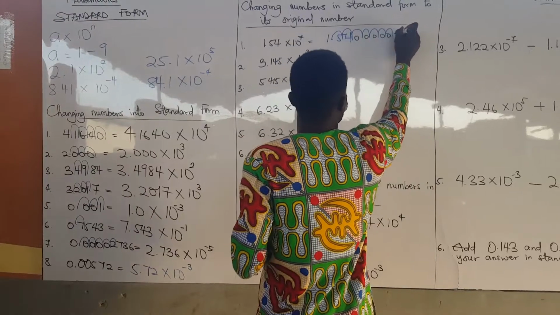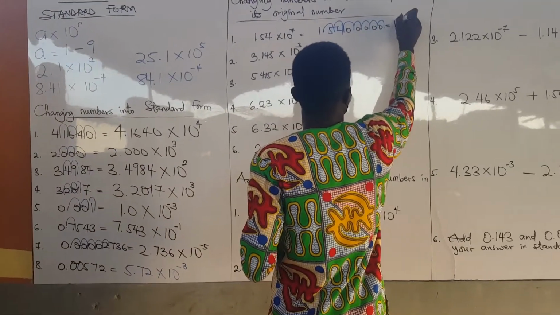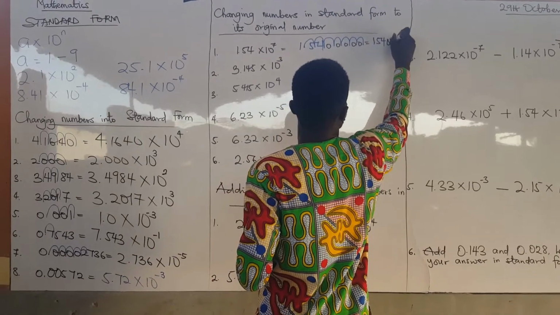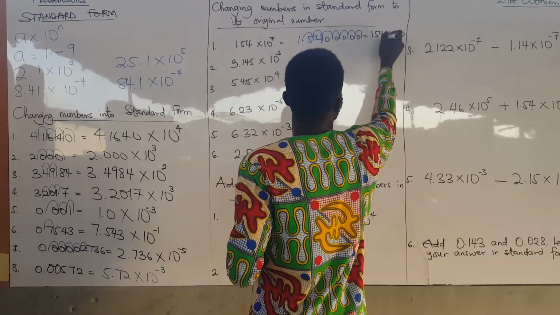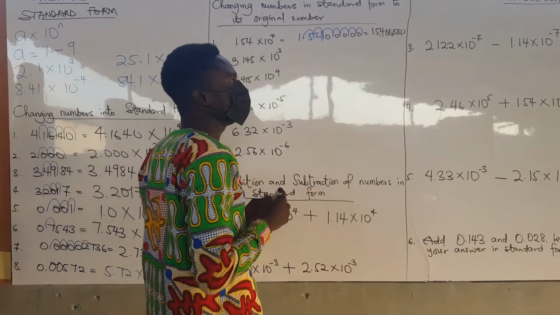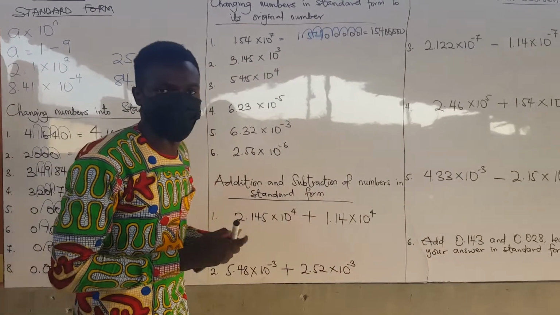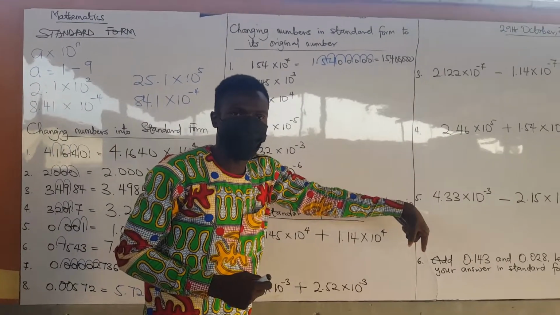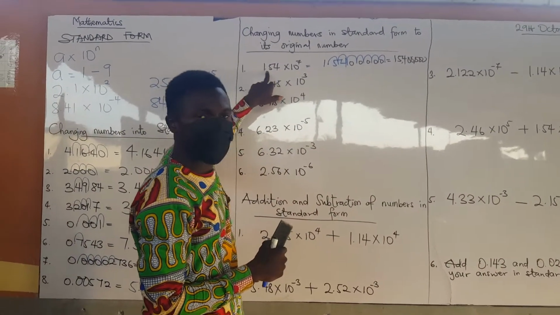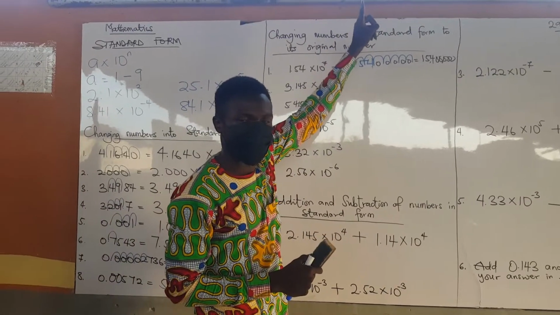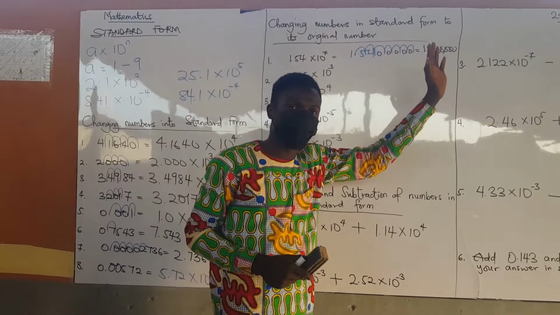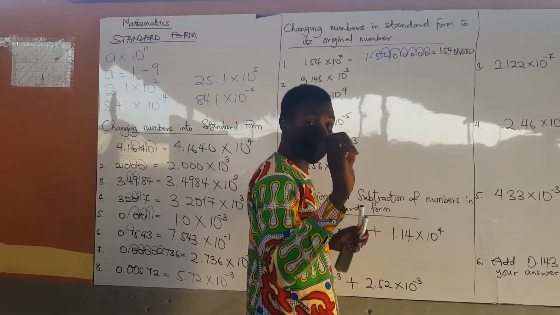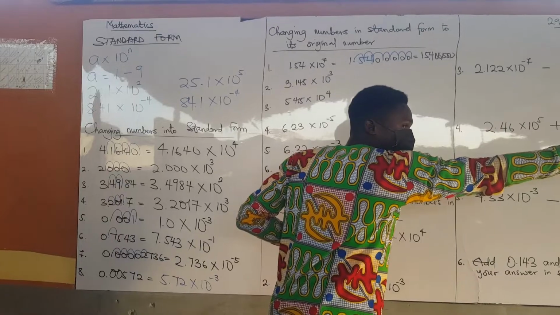So this in its original number is 1, 5, 4, 1, 2, 3, 4, 5. That is 15,400,000. This in its original number. How did we do it? Locate the decimal point and check the power of 10. The power of 10, is it negative or positive? If it is positive, move to your right.